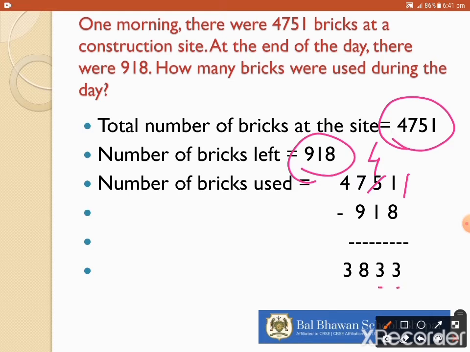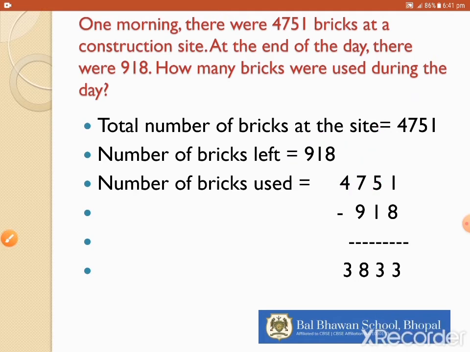Now we are left with 7 minus 9. 7 minus 9 is again not possible because 7 is smaller than 9. So we are going to borrow from 4. 4 will become 3 and this will become 17. Now 17 minus 9 gives you 8 and 3 will be written as it is. So children, we have 3833 bricks which are used.